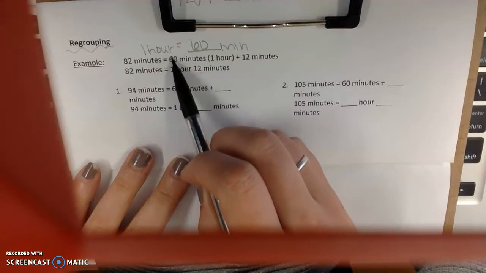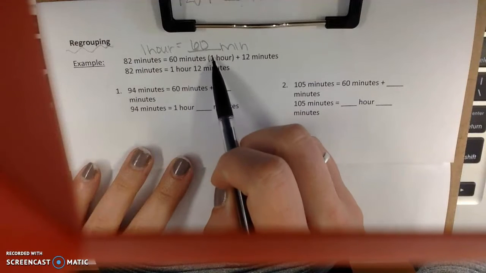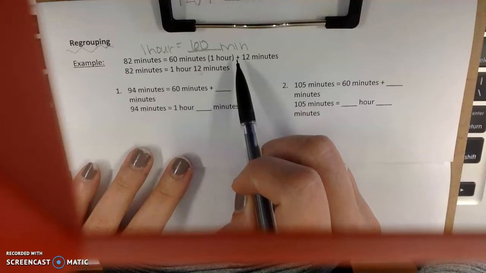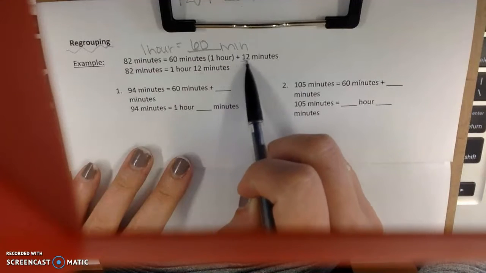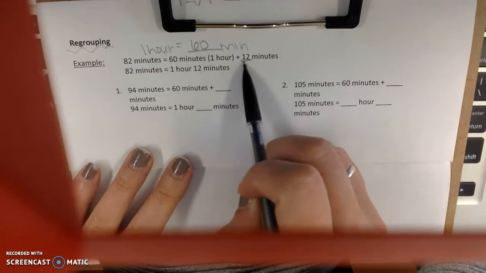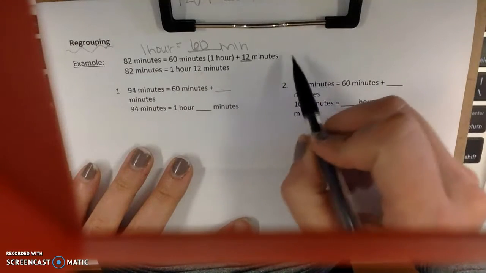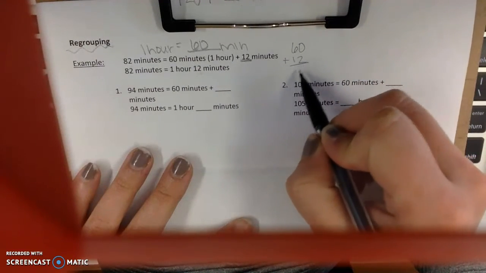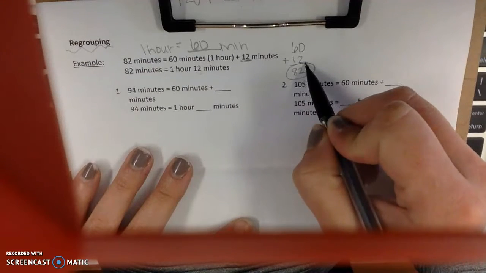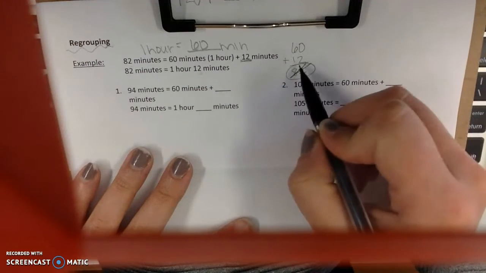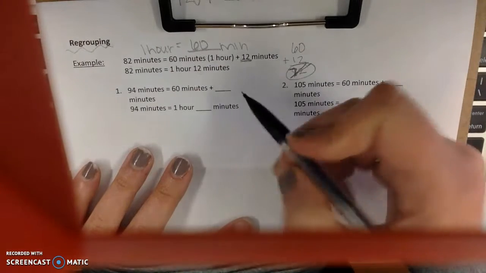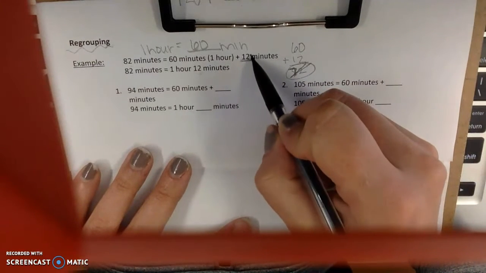We would have had to take that 60 minutes or that 1 hour, and we have to add an additional... anybody catch my mistake? Would we add an additional 12? Is 60 plus 12 equal 82? No, it equals 72. So, looks like you guys get to correct me just like you do in the classroom.